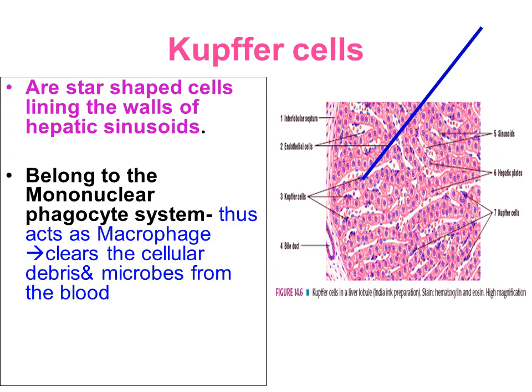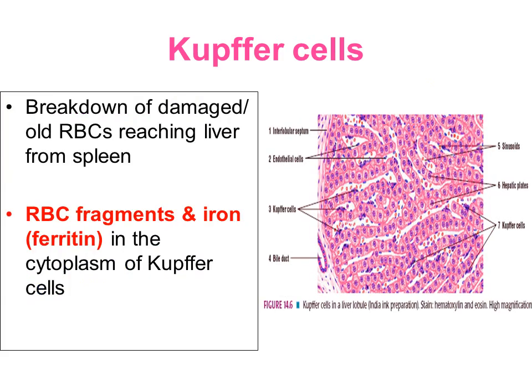Now we come back to the Kupffer cells. As we already know, they are star-shaped cells which are present in the lining wall of hepatic sinusoids. Sinusoids are again the spaces in between the hepatic laminae. The Kupffer cells belong to the mononuclear phagocyte system, and thus act as macrophages which clear the cellular debris or the microbes from the blood. The breakdown of damaged or old RBCs reaching the liver from the spleen is done by Kupffer cells. The RBC fragments and iron ferritin can be seen in the cytoplasm of Kupffer cells.